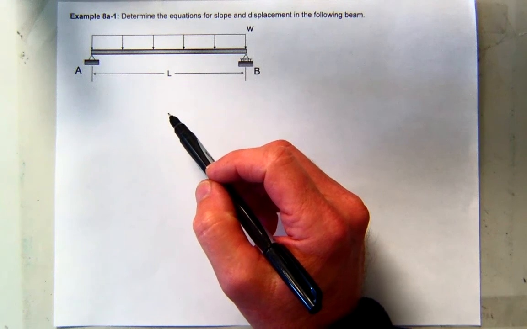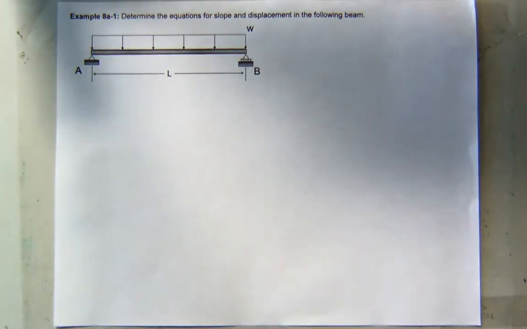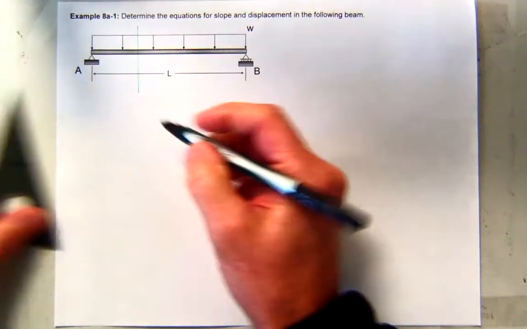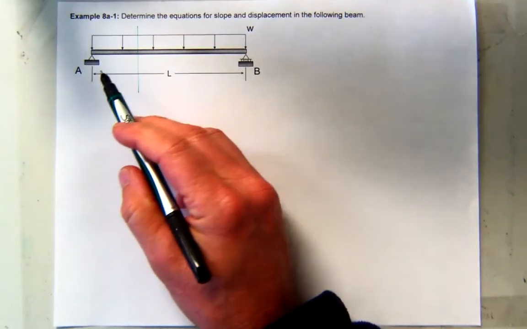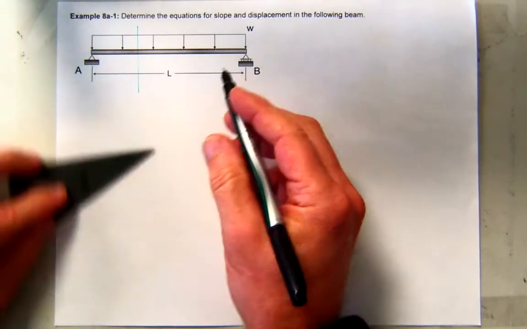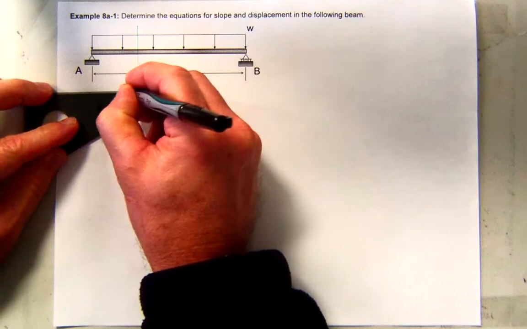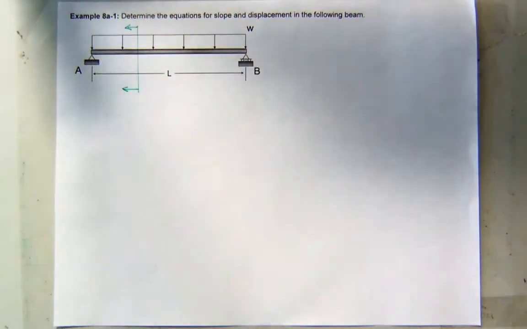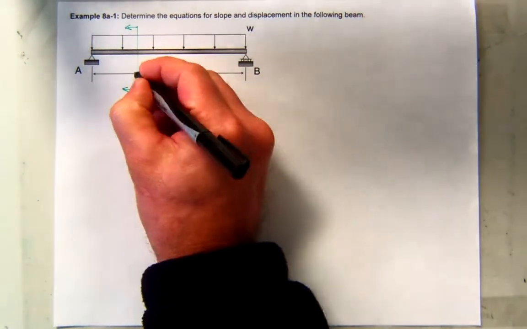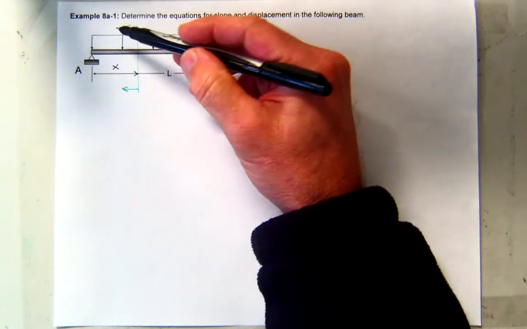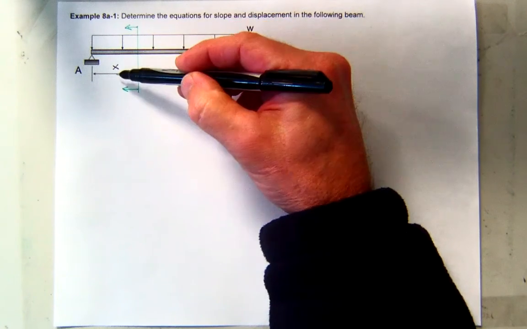So we'll get started. I like to imagine the beam cut somewhere, like maybe here, and then ask yourself, do you want to work the left side free body or the right side? I think in this case there's a slight advantage to work the left side. So this would be at some distance x. Of course, I'll draw my free body diagram here in a second. Look at the internal bending moment as a function of x.